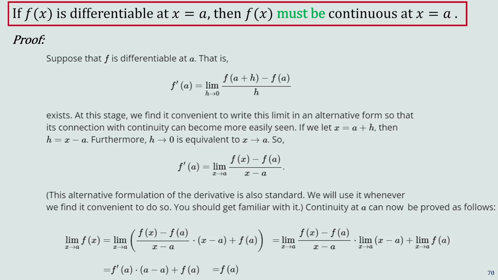The limit of f(x) when x approaches a will equal this expression, right? And then we can split it into a limit times another limit plus the limit of f(a) when x approaches a. So this gives you the derivative of this function at x equals a times (a minus a), which is 0, plus f(a), which equals f(a). Therefore, you have proved the limit of this function at this particular point a equals the image of this function when x equals a. Therefore, this function is continuous at that point, right?